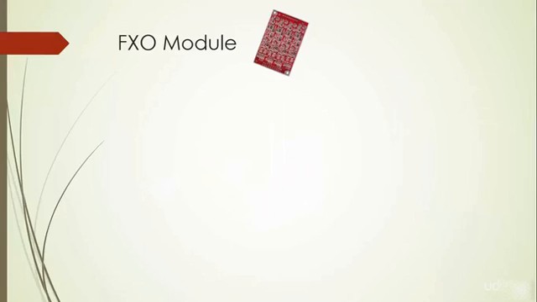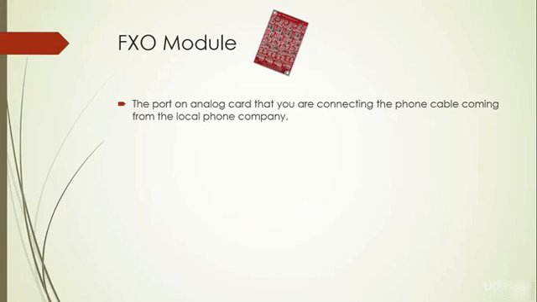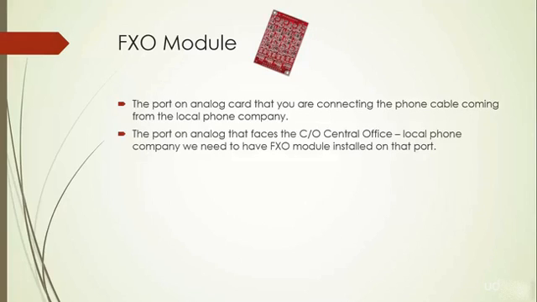FXO module. This is the port on the analog card where you connect the phone cable coming from the local phone company. So this is the module that we will install on the port of the card where we are connecting the line coming from the local phone company. The port on the analog card that faces the CO.